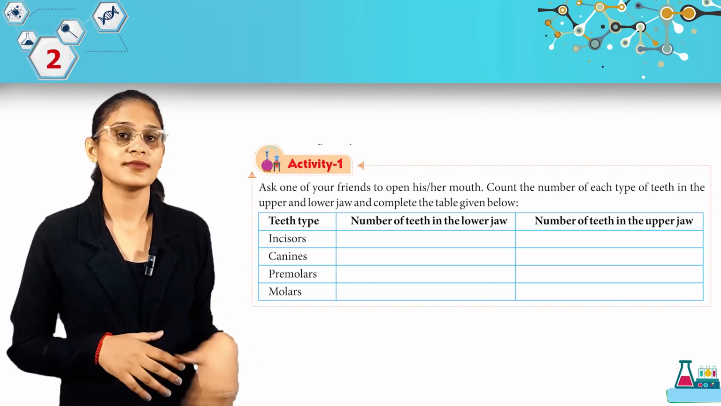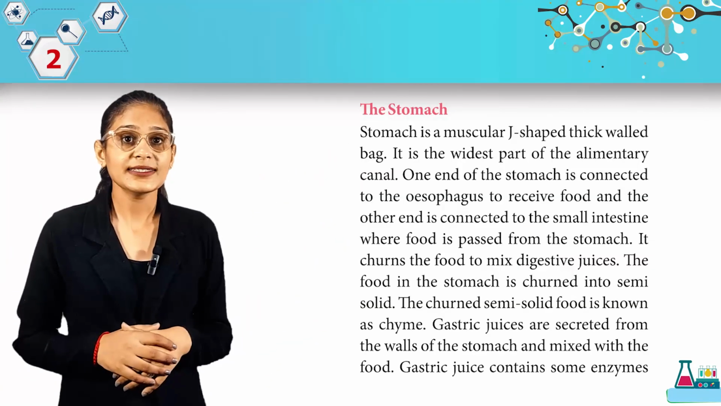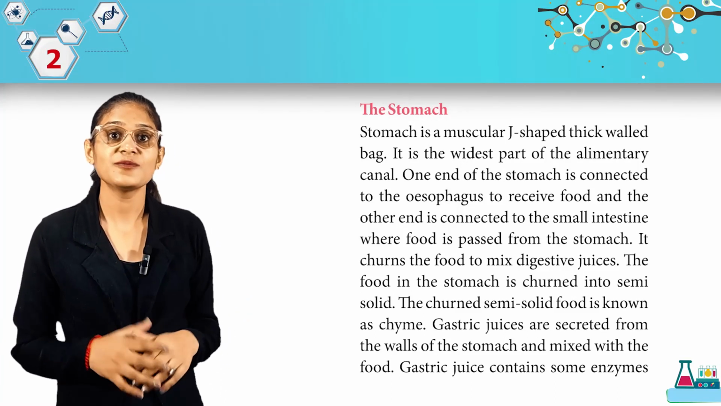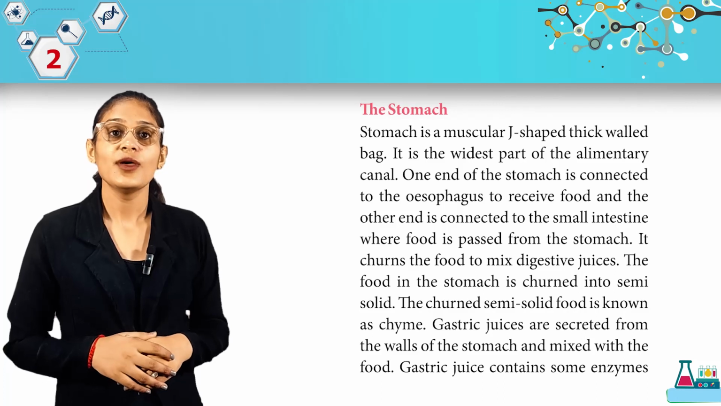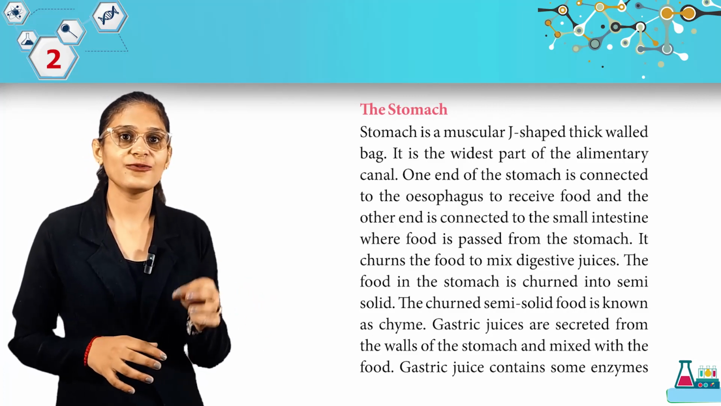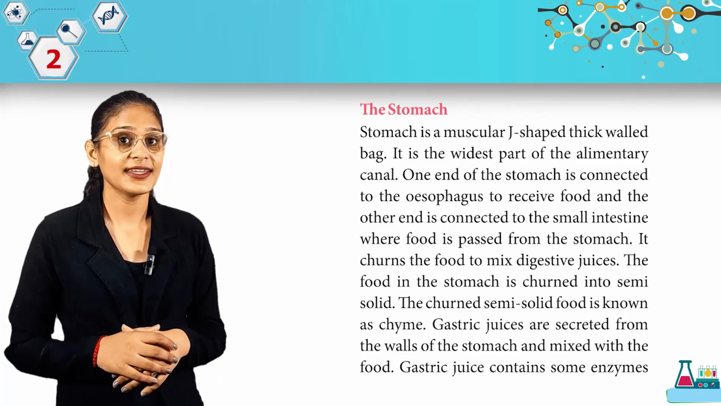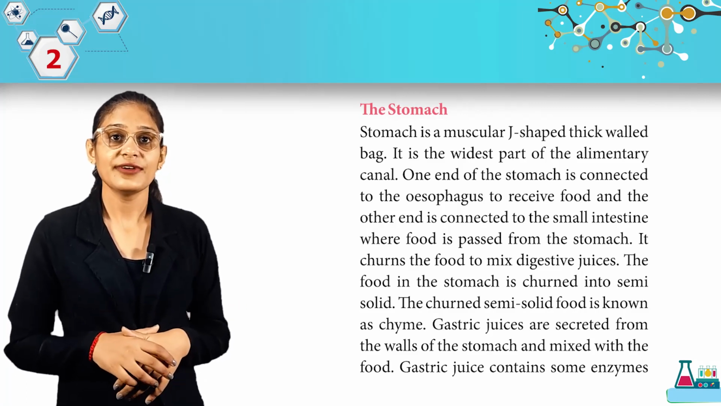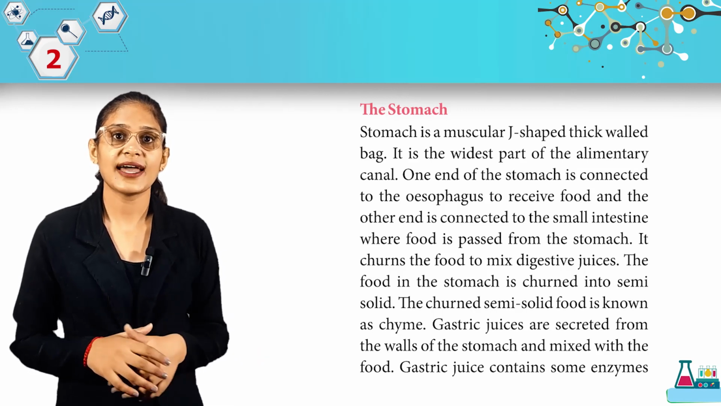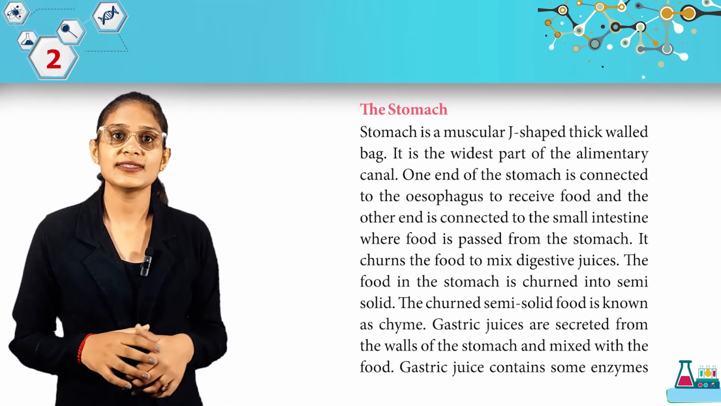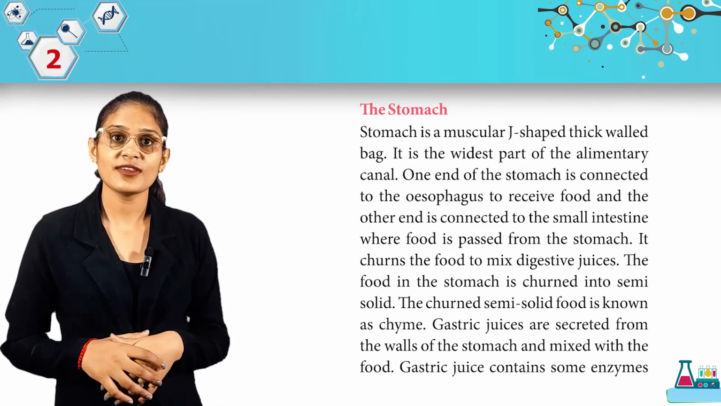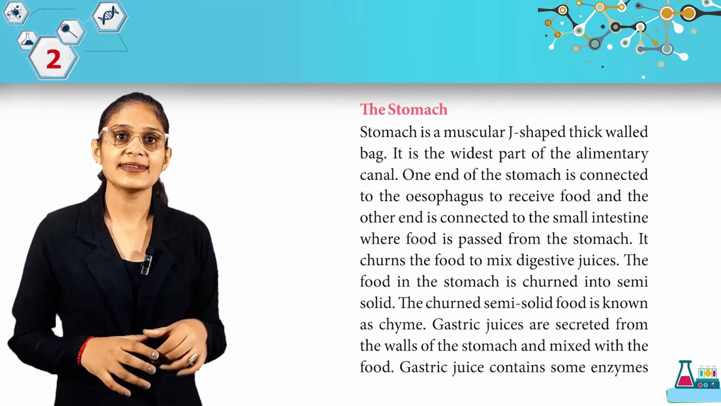It's very easy. The stomach. A stomach is a muscular J-shaped thick-walled bag. It is the widest part of the alimentary canal. One end of the stomach is connected to the esophagus to receive food and the other end is connected to the small intestine where food is passed from the stomach. It churns the food to mix digestive juices. The food in the stomach is churned into semi-solid. This churned semi-solid food is known as chyme.